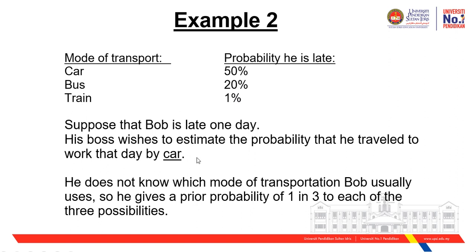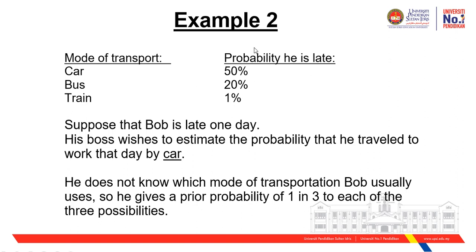Okay, so the question is, suppose that Bob is late one day. His boss wished to estimate the probability that he traveled to work that day by car. So please understand this question. Basically, his boss wished to estimate the probability that he traveled to work that day by car, given that on that day he is late. So what you want to find here is basically the probability of car given late. Okay, probability of car given late.